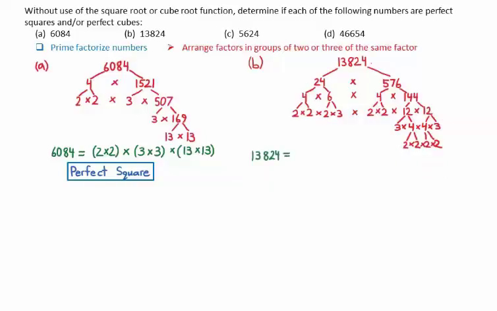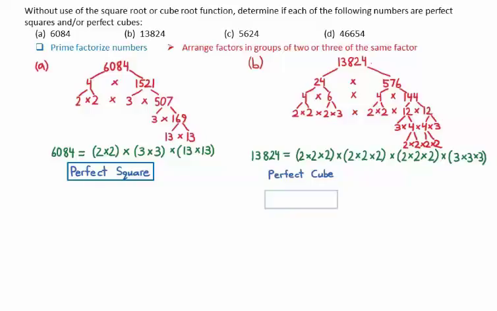We can then write 13,824 as 2 times 2 times 2. We have 3 2's here. We have another group of 3 2's, and then yet another group of 3 2's. Finally, we have a group of 3 3's. Because these are all arranged in 3's, this number, 13,824, is a perfect cube.